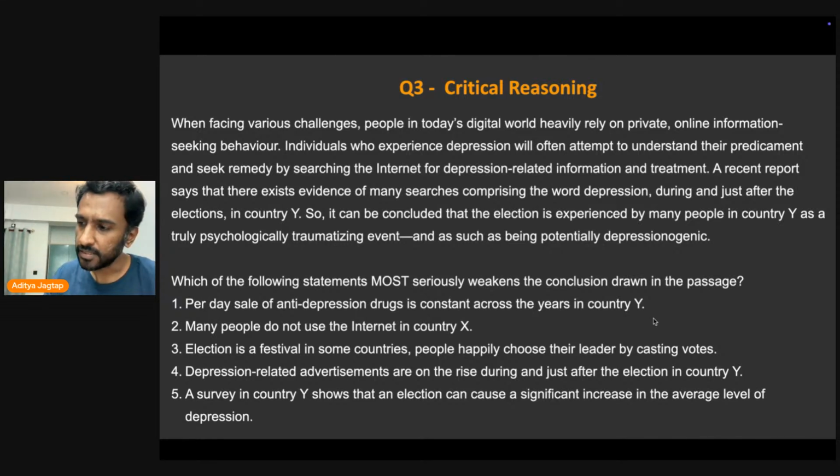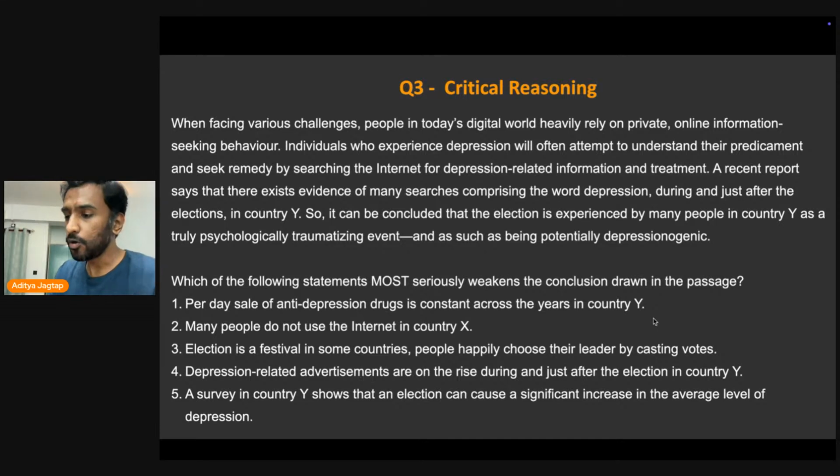And then the author says a recent report says that there exists evidence of many searches comprising the word depression during and just after elections in country Y. So it can be concluded that election is experienced by many people in country Y as a truly psychologically traumatizing event, and as such being potentially depressionogenic, or basically potentially it can cause people to experience depression.